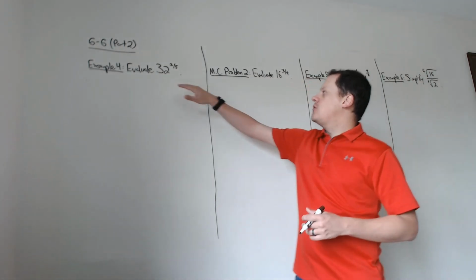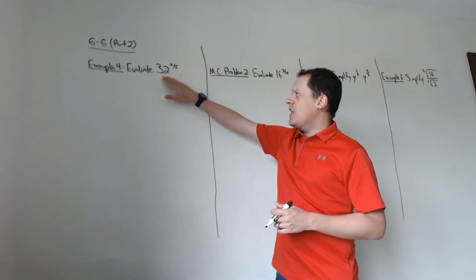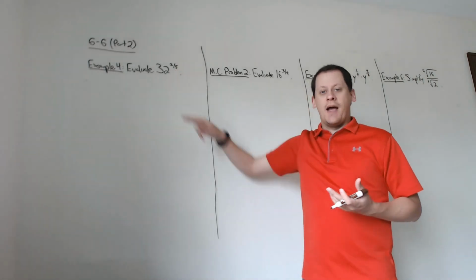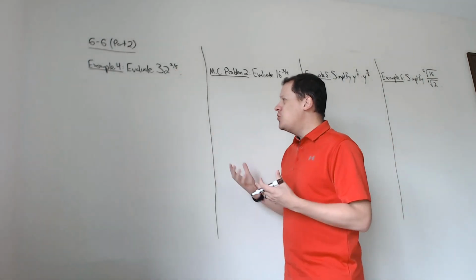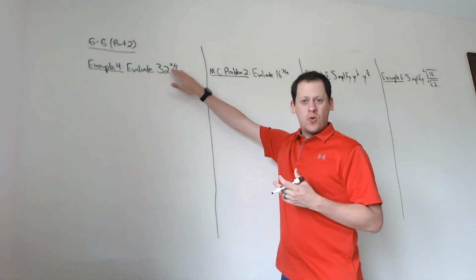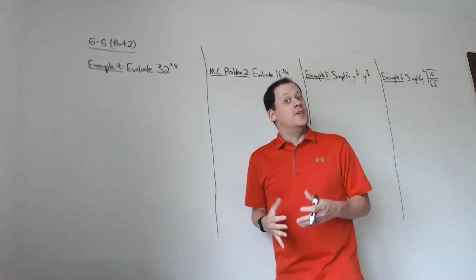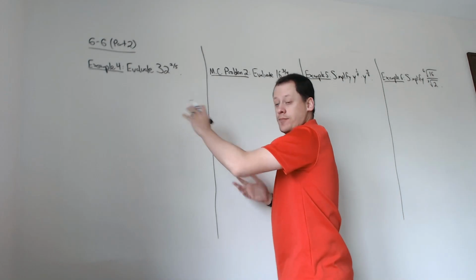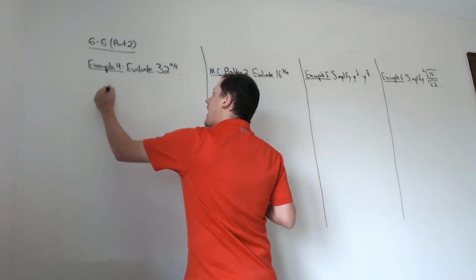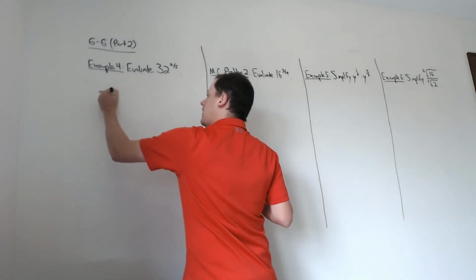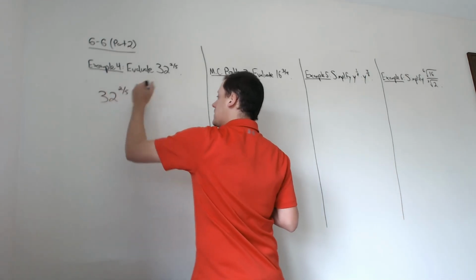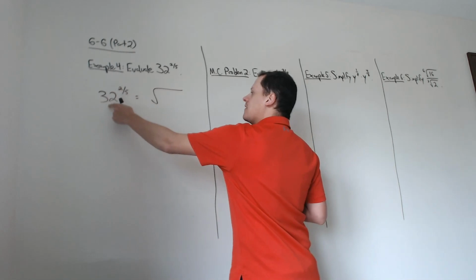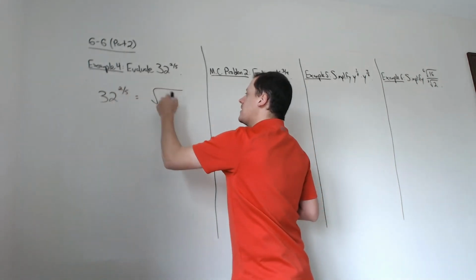So if we want to evaluate a base to a power, like 32 to the 2/5 power, usually we want to take something that's written in this form and write it in the other form instead. So let's write this in radical form. All right, so this is going to have a radical sign. The base, 32, is going to go in here.